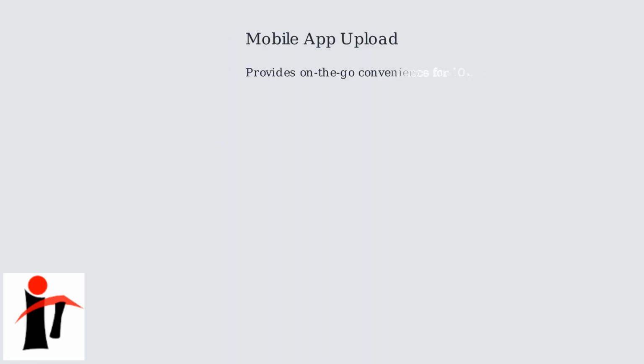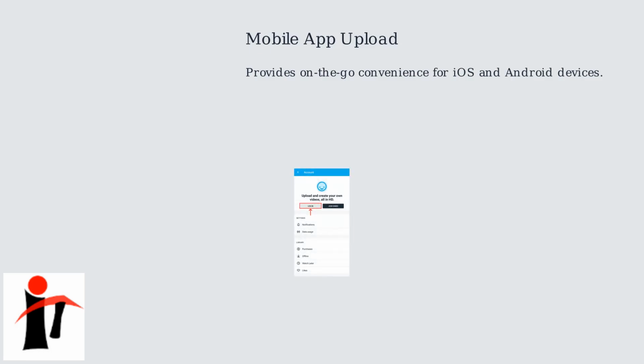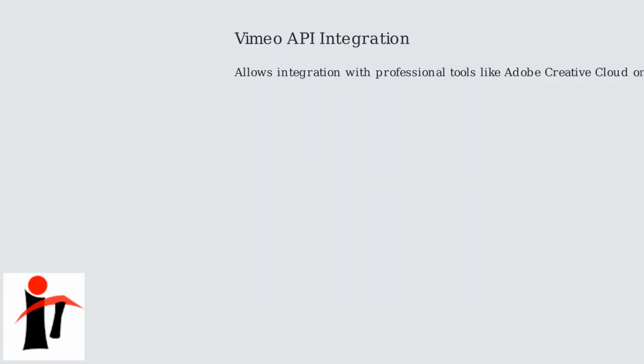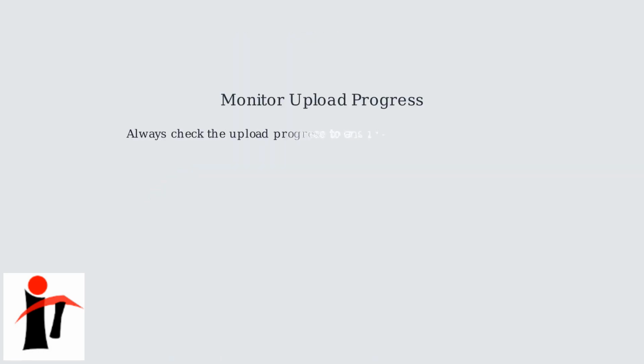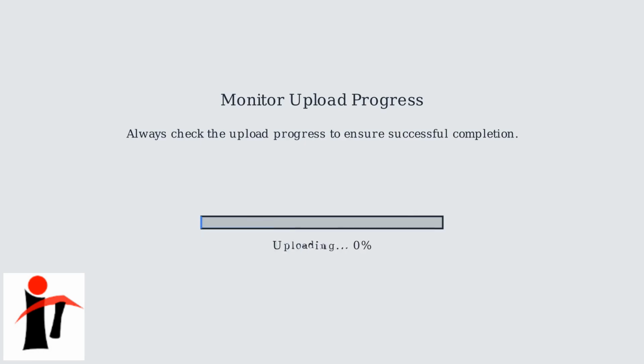For mobile uploads, use the Vimeo app on iOS or Android. It offers convenient on-the-go uploading from your phone or tablet. The Vimeo API enables powerful integrations with professional editing software. For example, you can connect directly with Adobe Creative Cloud for seamless workflows or DaVinci Resolve for color grading. Regardless of the upload method, always monitor the progress to confirm your video uploads successfully. Once uploaded, your video is ready for further optimization and sharing.